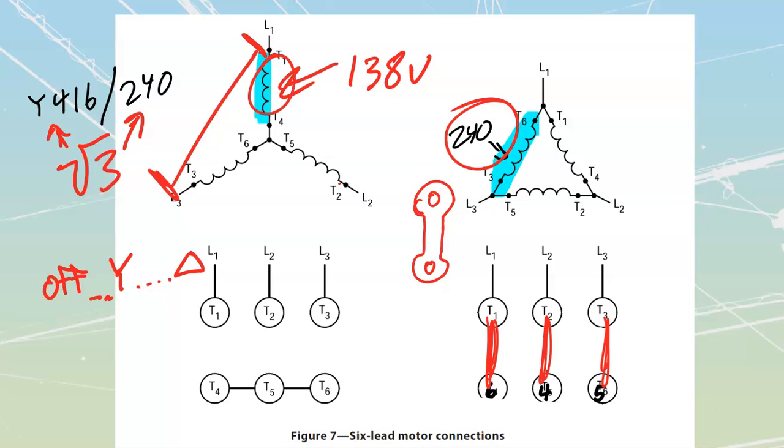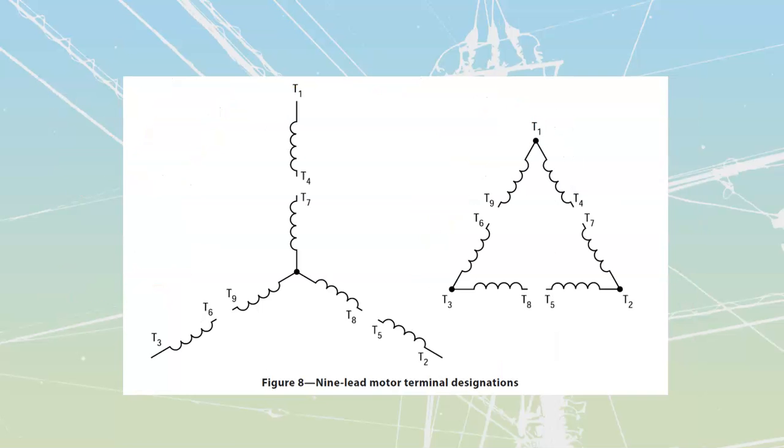Okay, let's move on to our 9-lead motors. 9-lead motors are going to be doubles. We are always going to see values of voltage that can be connected in double, because I'm going to either series my connections together, or I'm going to parallel my connections together off of these ones. You do need to know whether it's going to be internally connected as Y or delta in order to properly do these types of connections. Let's take a look at these ones.